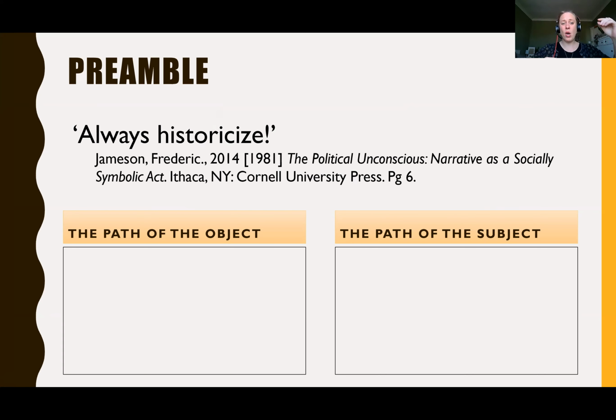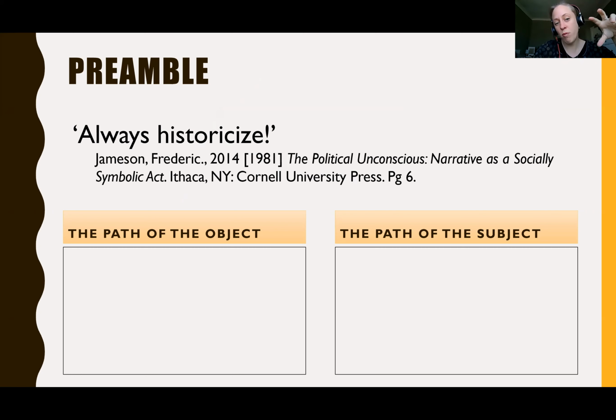In the name of always contextualizing, you might notice, if you're proficient with your Harvard referencing, that I've done something slightly unusual in how I have represented the reference to Jameson's proclamation here, and that is that there are two dates. There's 2014, and then in square brackets behind that, I've put 1981. You may be wondering why I did that.